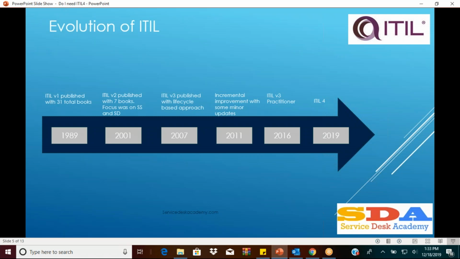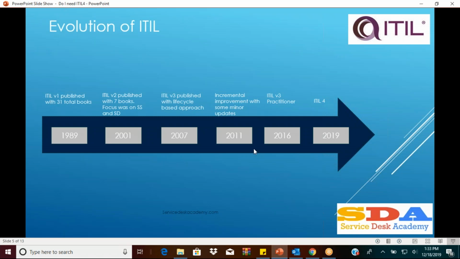So as we said, with respect to time, we also have to upgrade our best practices. So in 2007, we had ITIL V3 with a life cycle based approach. And this approach had a total of 5 process areas, namely service strategy, design, transition, service operations, and then continual service improvement. And it had a total of 26 processes and 4 functions. Okay.